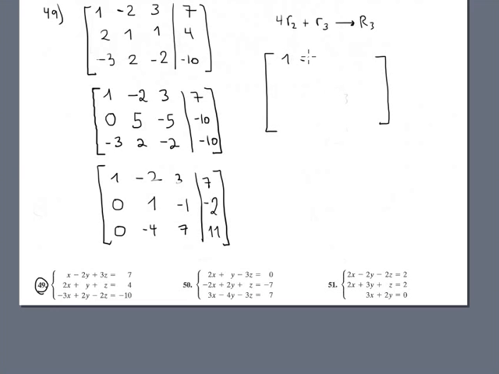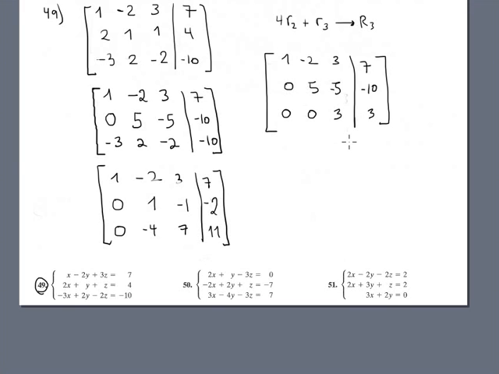Row 1 stays the same. Row 2 stays the same. But row 3 changes. Let's see what happens. 4 times 1 is 4. No, it's row 2. 4 times 0 is 0. Plus 0 is 0. 4 times 1 is 4. Minus 4 is 0. 4 times negative 1 is negative 4. Plus 7 is positive 3. And 4 multiplied by negative 2 is negative 8. Plus 11 is positive 3.